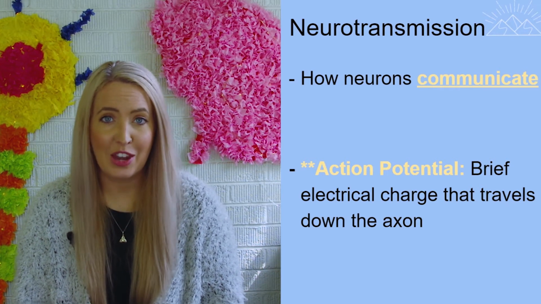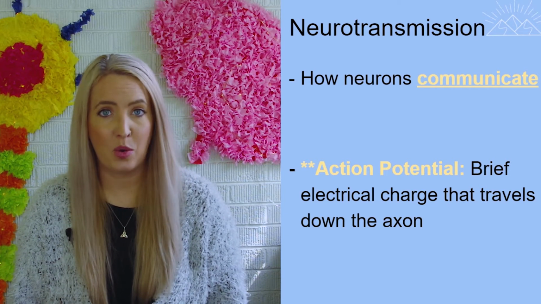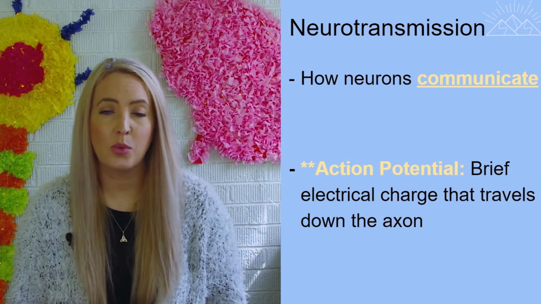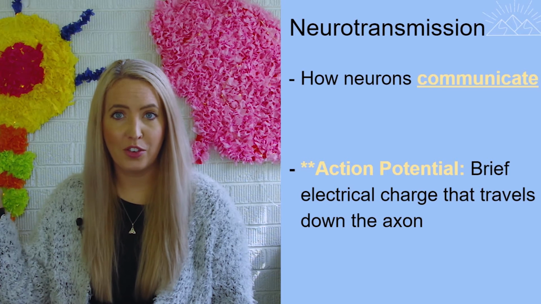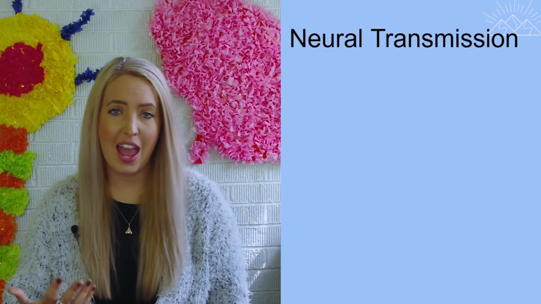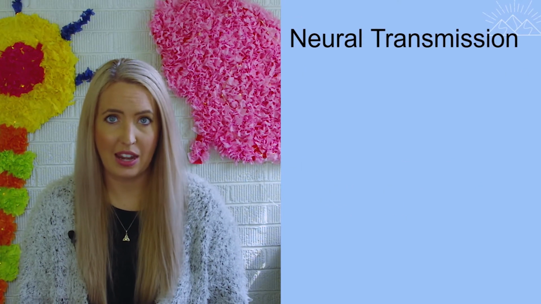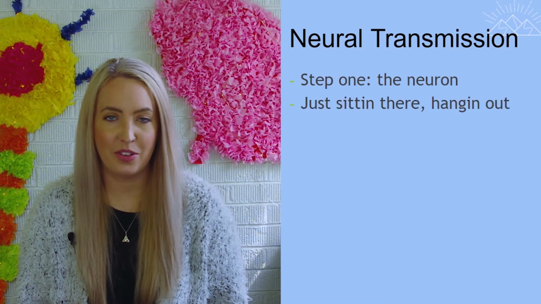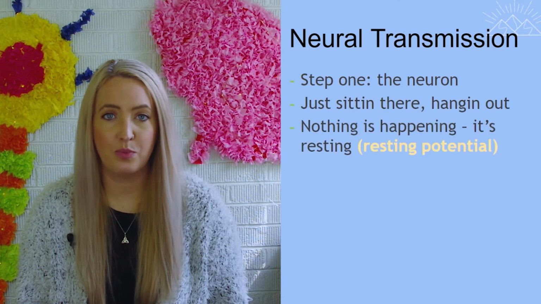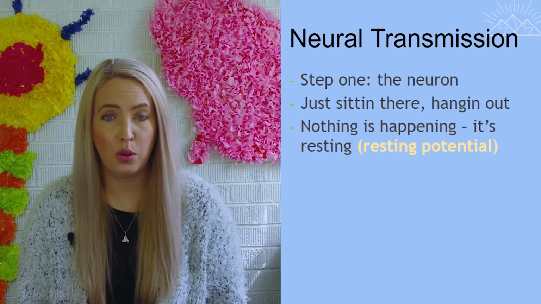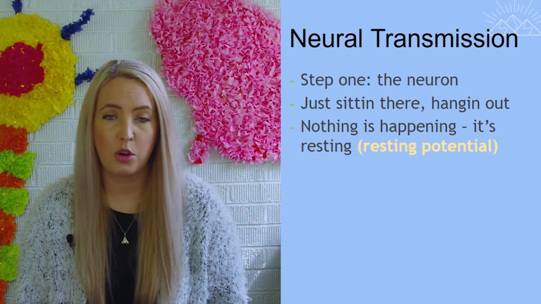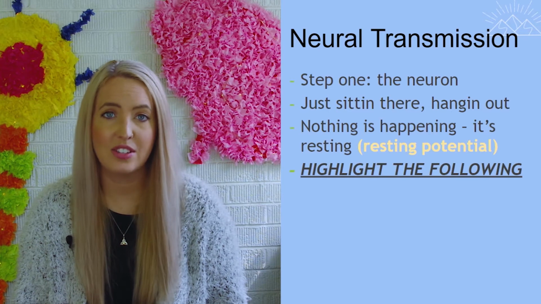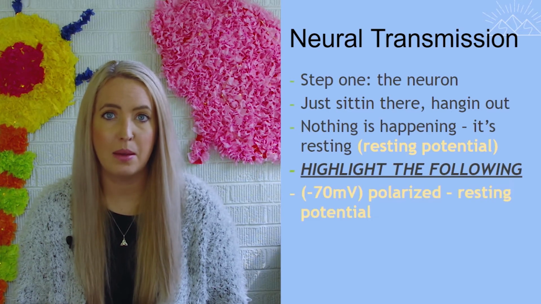So let's take a look at that neural transmission process in a little bit greater detail. We have to start with a neuron who's just sitting there, hanging out, not really doing anything. If a neuron is at rest, we say it's at its resting potential. When it's at its resting potential, we can also say that it is polarized. All neurons are polarized when they are resting. They are sitting at negative 70 millivolts.